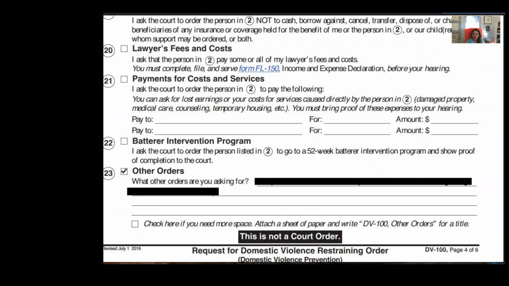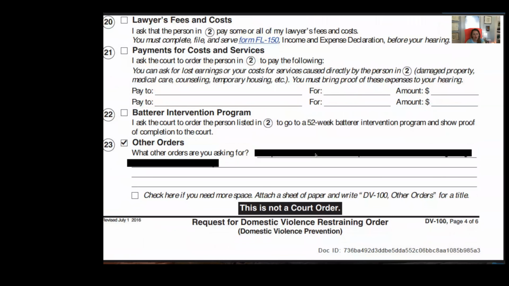I don't know if it's really helpful. I think therapy, 52 weeks weekly, would be more helpful, but that's just my personal opinion. That's how this form is structured. In number 23, anything that wasn't mentioned above, you will add it here.